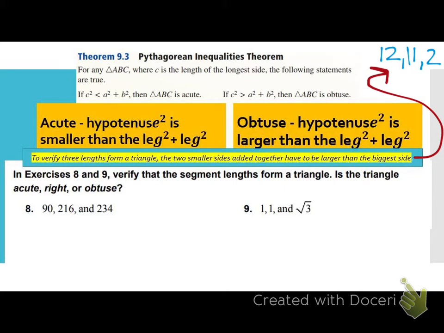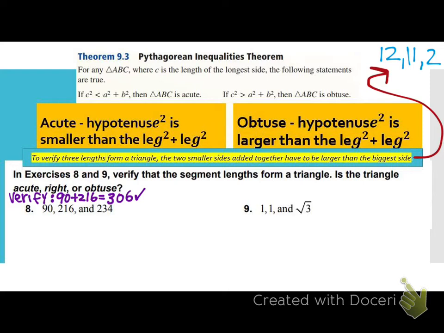Okay, so we're going to verify on the first question. I always just write it above. You can write it wherever you want. But we're going to take the two smaller sides, which would be 90 and 216. What is 90 plus 216? 306. Is 306 bigger than 234? Yeah, it is. So this is a triangle.